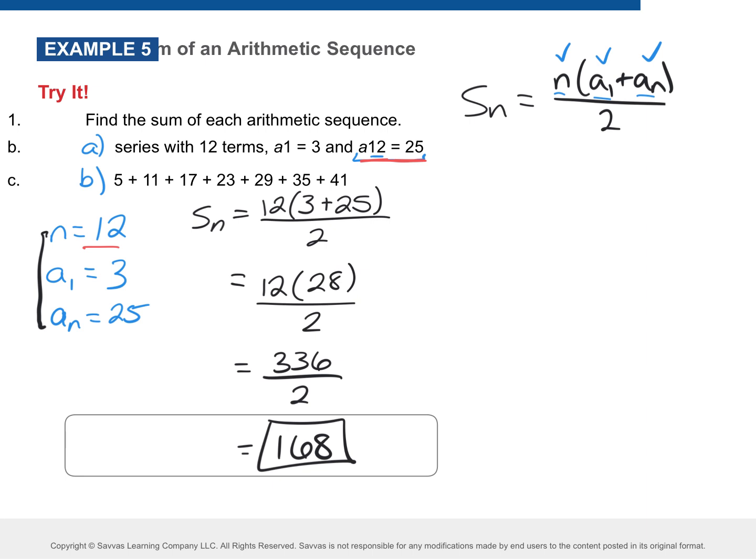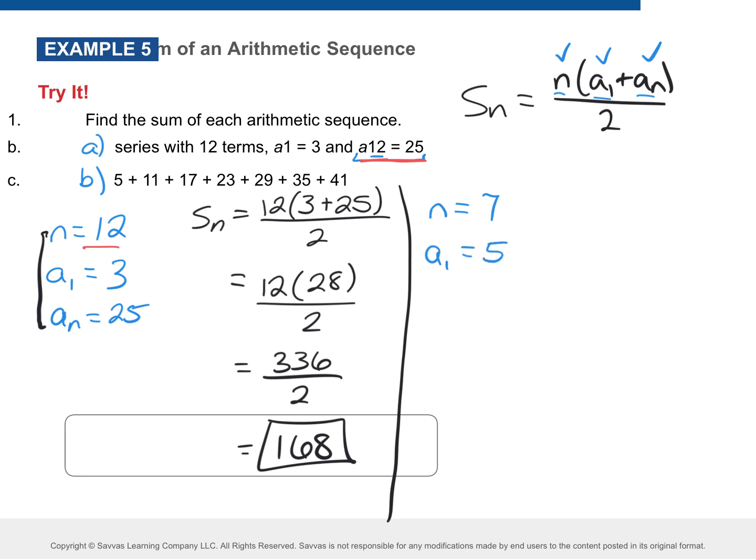Okay, let's look at B. Now we have to do a little more thinking first. So still we're finding the same values. N stands for what? Number of terms. How many terms are in that sequence? 7. It is 7. A1. What's A1? 5, because it's the first term.